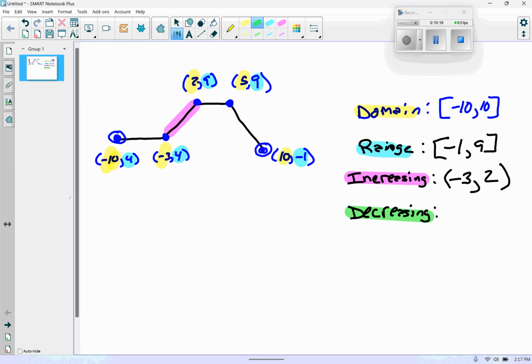So, friends, if increasing means as I go right, the graph goes up, what do you think decreasing means? Close. As I go right, it goes down. So keep the right always right. Cool. So as I decrease, this is where it's decreasing. Okay? As I go right, the graph goes down, decreasing.